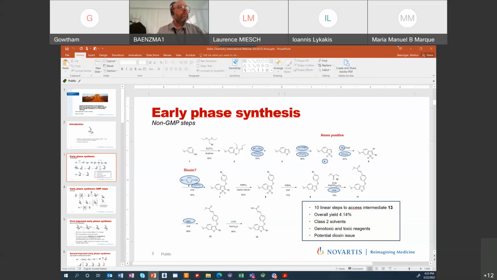Then with BF3 diethyl etherate in dichloromethane, only very low yielding, this intramolecular Friedel-Crafts acylation. Then with meta-chloroperbenzoic acid, the benzothiazine system was oxidized to the sulfone, followed by bromination in dichloromethane, and then reaction with 4-bromophenol with cesium carbonate as a base in this SNAr reaction.